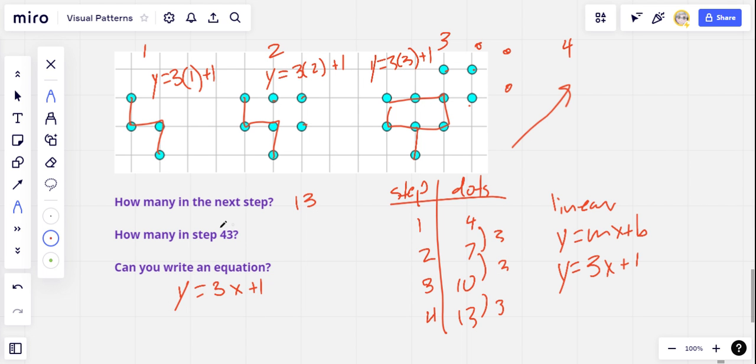Once we've got that, finding how many dots in step 43 is not too difficult. We're going to put in 43 for x, for the step number. So y equals 3 times 43 plus 1. Let's see, 3 times 40 is 120, 3 times 3 is 9, so that's 129 plus 1. So that's 130 dots in step 43.